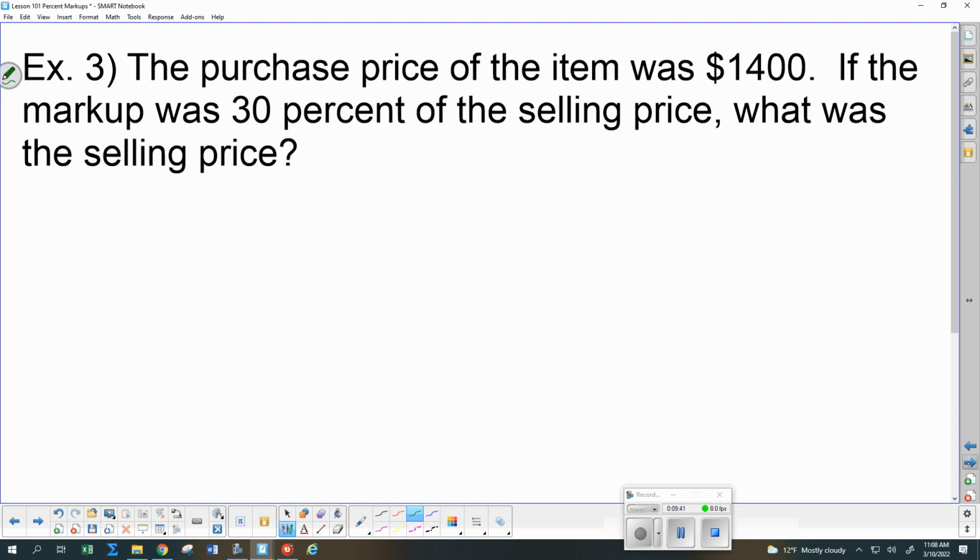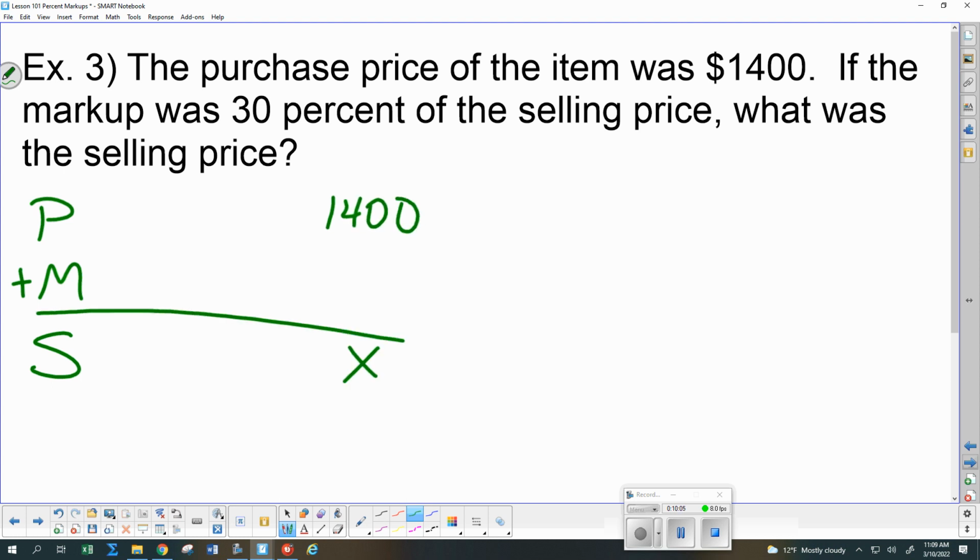Okay, two more examples. Purchase price was $1,400. Markup was 30% of the selling price. I'll go back to ratio box first on this one. Why not? So P plus M equals S. And purchase price was actually 1400. We need to find the selling price.